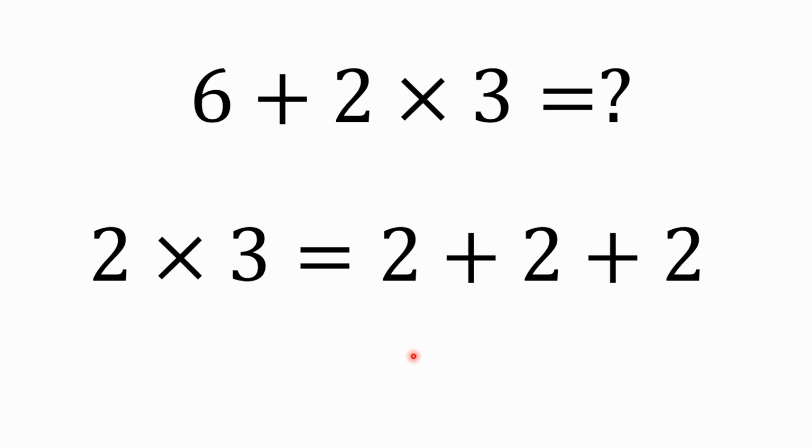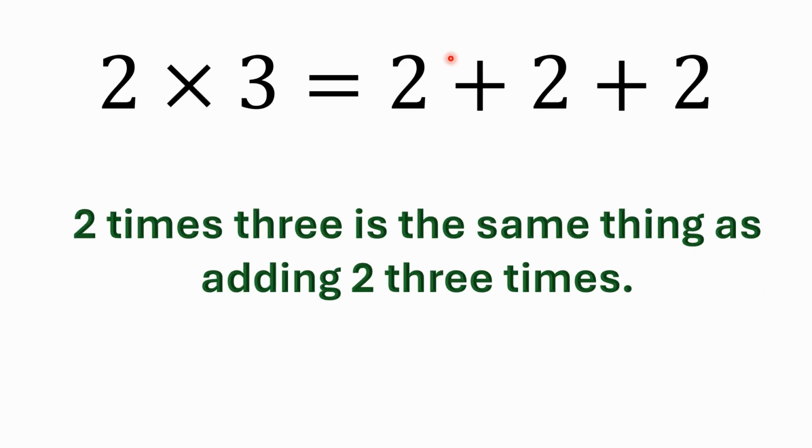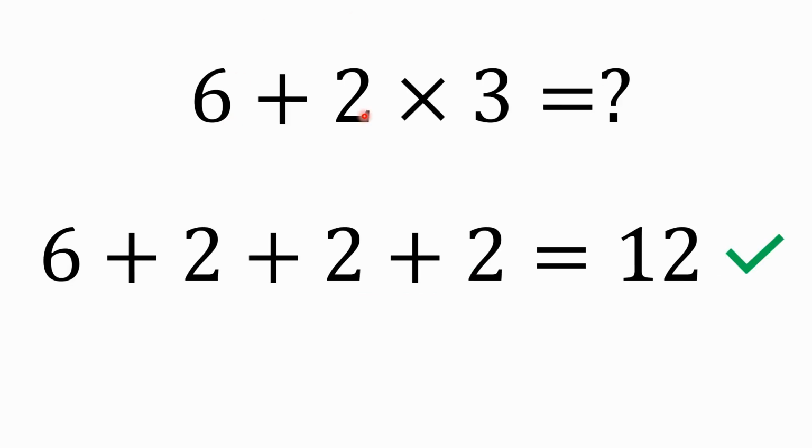So we can highlight that fact because we have 6 plus 2 times 3. Well, what is 2 times 3? We already said multiplication is nothing more than repeated addition. Think of it like shorthand. 2 times 3 is the same thing as adding 2 three times: 2 plus 2 plus 2. So you can easily replace the 2 times 3 with 2 plus 2 plus 2 in this problem, and you're going to get the same answer. 6 plus 2 times 3 is the same thing as 6 plus 2 plus 2 plus 2, which equals 12.